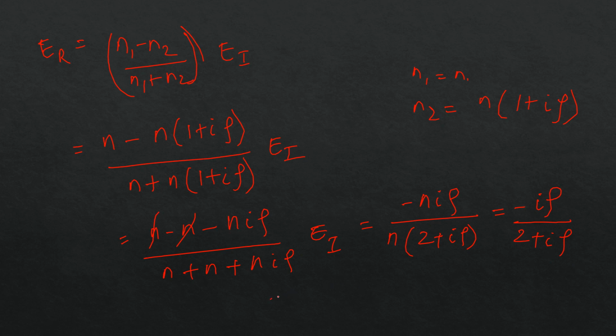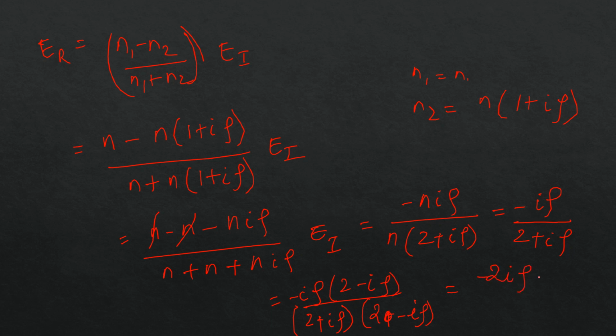So I have to rationalize it. What will I do? I will multiply by 2 minus iρ on both numerator and denominator, to make it real. So this one will become minus 2iρ minus ρ square divided by 4 plus ρ square, times EI.